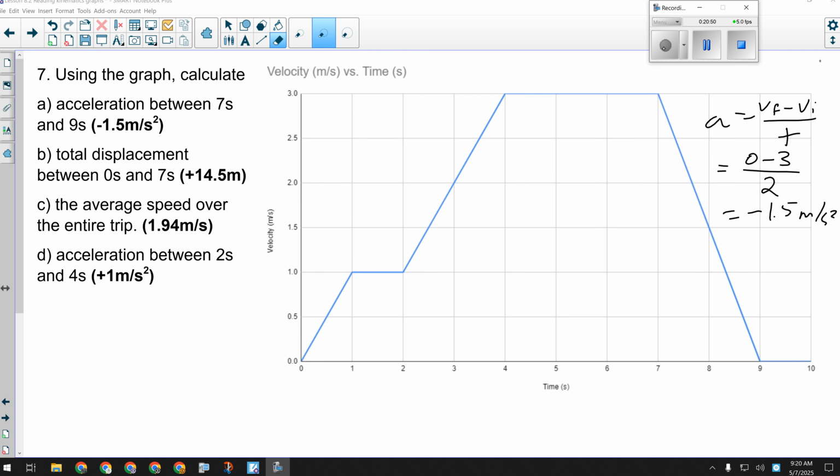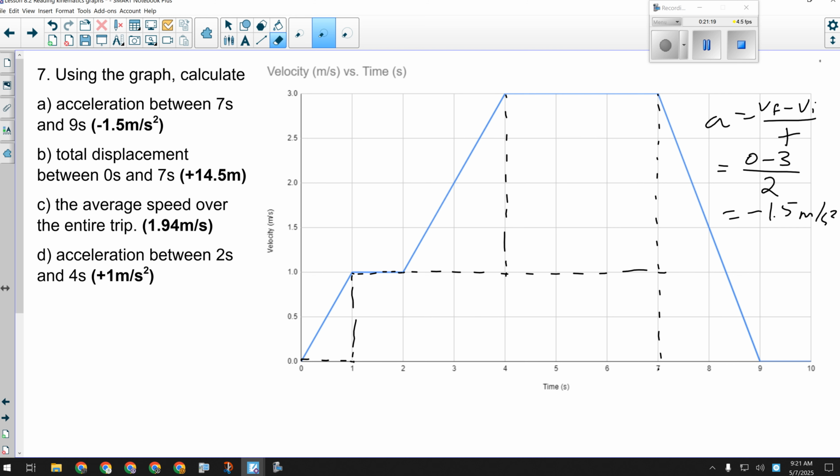Okay, let's have a look at B. Okay, so we want to know the total displacement between 0 and 7 seconds. So we're going this far. Okay, so in that first second, the object accelerates, and then it travels at a constant speed, but I'm just going to draw that rectangle all the way across, and then I'm going to make those other 2 shapes, and then I think I'm covered.